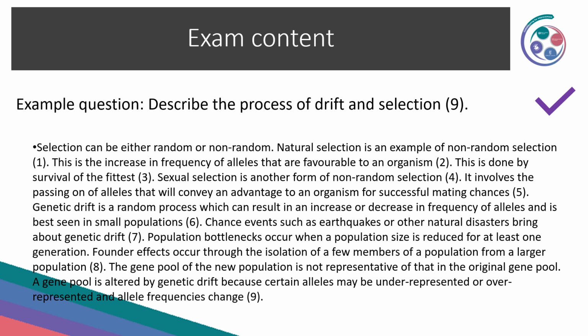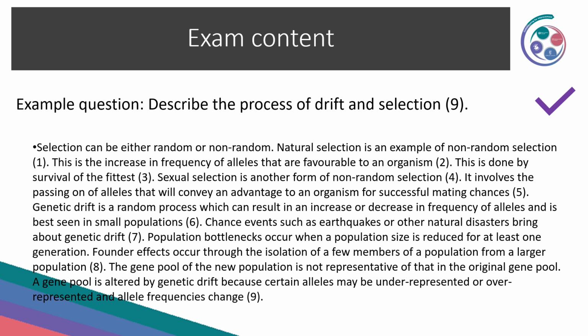Selection can either be not random or non-random. Natural selection is an example of a non-random selection. That's where our first mark would come in, so we've named that process. This is the increase in frequency of alleles that are favourable to an organism. This is done by survival of the fittest, so our third mark coming from there. Sexual selection is another form of non-random selection. That's our fourth mark. It involves the passing on of alleles that will convey an advantage to an organism for successful mating chances.